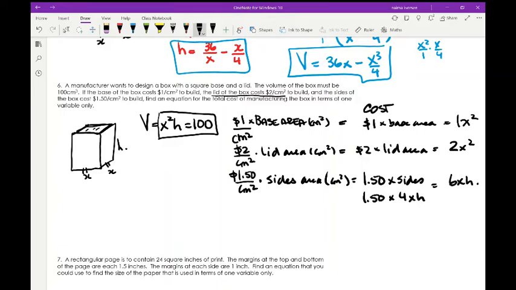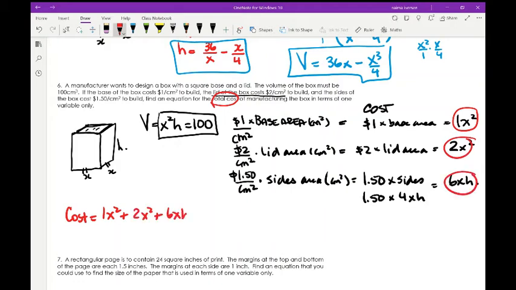Okay, that's it. So what we now have is we have to find an equation for the total cost. So the total cost is going to be this guy, so 1x squared, plus this guy, which is 2x squared, plus this guy, which is 6xh. And I have to get rid of one of my variables. So I've got the 3x squared thing in here. It again looks to me to be easiest to get rid of the h. Remember that you always get rid of the thing by my given information.